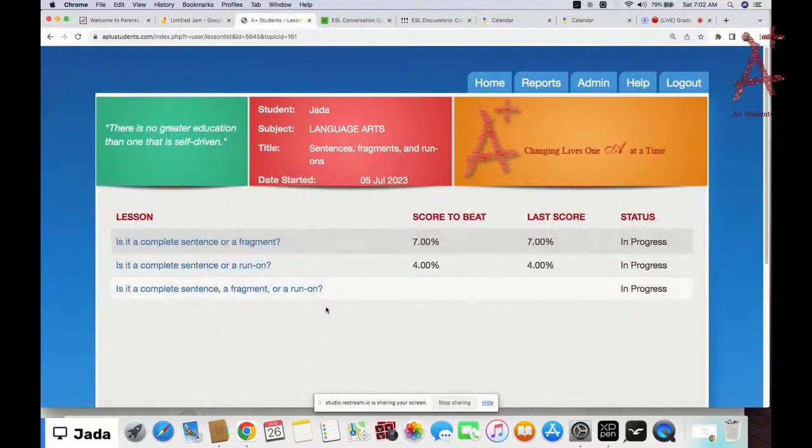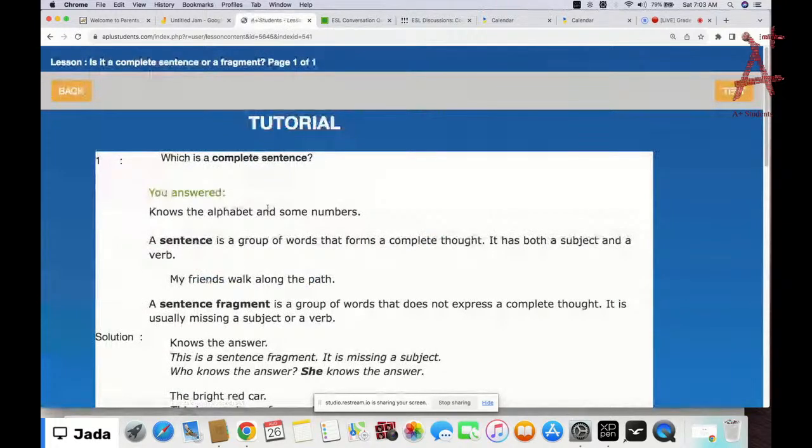Okay, so we have lessons from this, and we will complete the 3 lessons today. The first lesson says: is it a complete sentence or a fragment? First, we need to know the definition of a complete sentence and also the definition of a fragment.